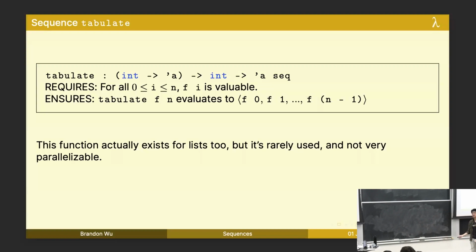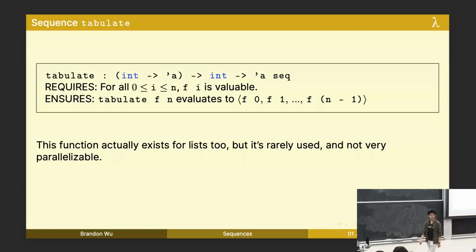It exists for lists, but it's kind of rubbish because the list one you could do recursively and it has a terrible parallel span. So we can do better than that. It's on the homework, but it's a terrible span.